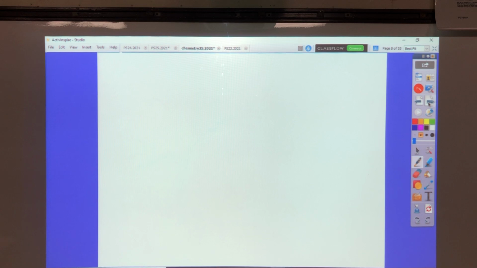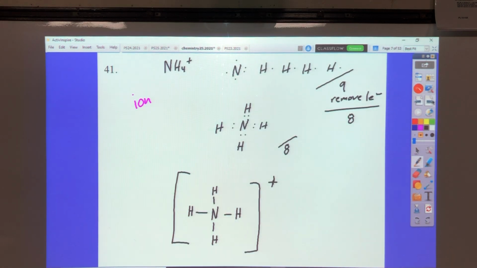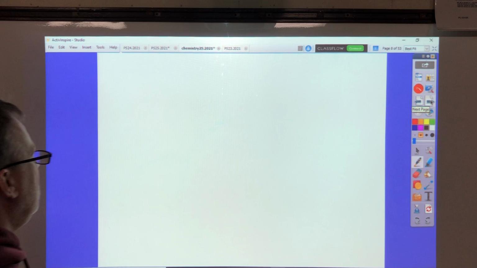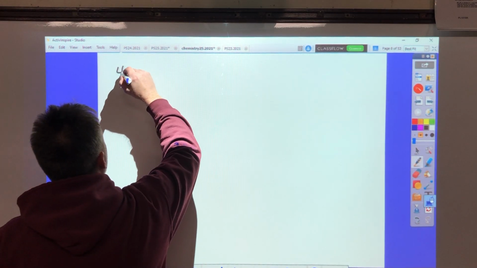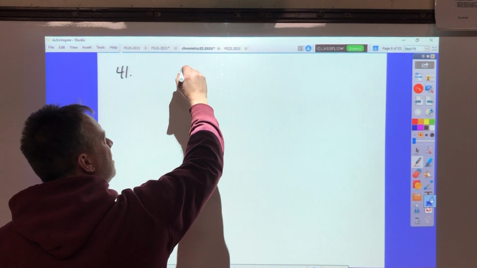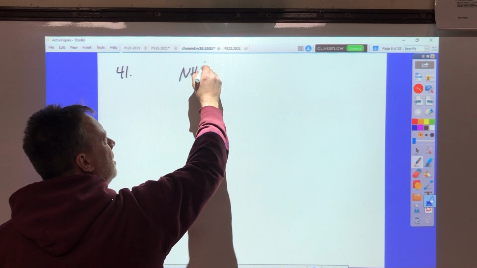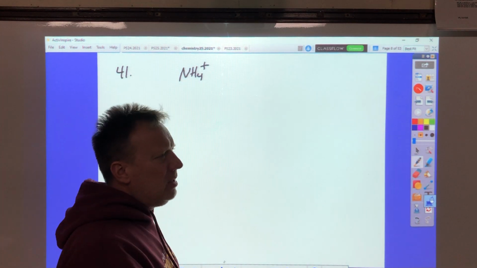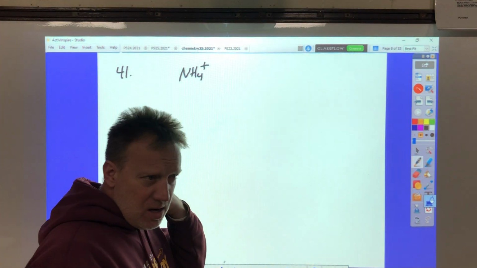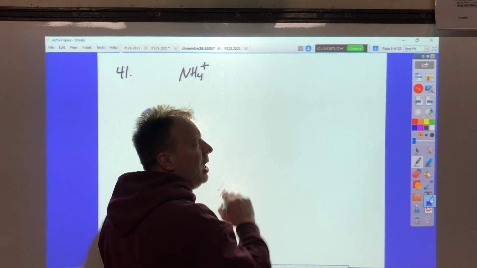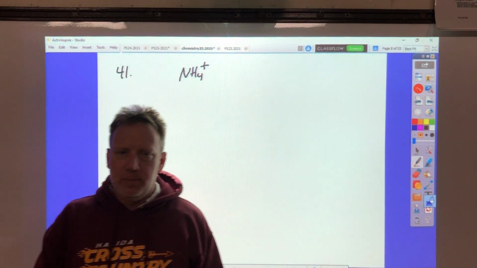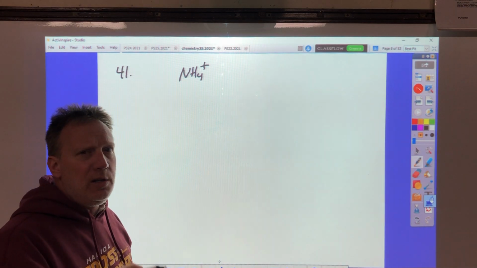So the next one is NH4+. I don't know what number we're on. 46? 41. NH4+. You're supposed to know what NH4+ is. NH4+ is ammonium ion. Okay, we have to do something a little different this time. When it's an ion, you have another step.